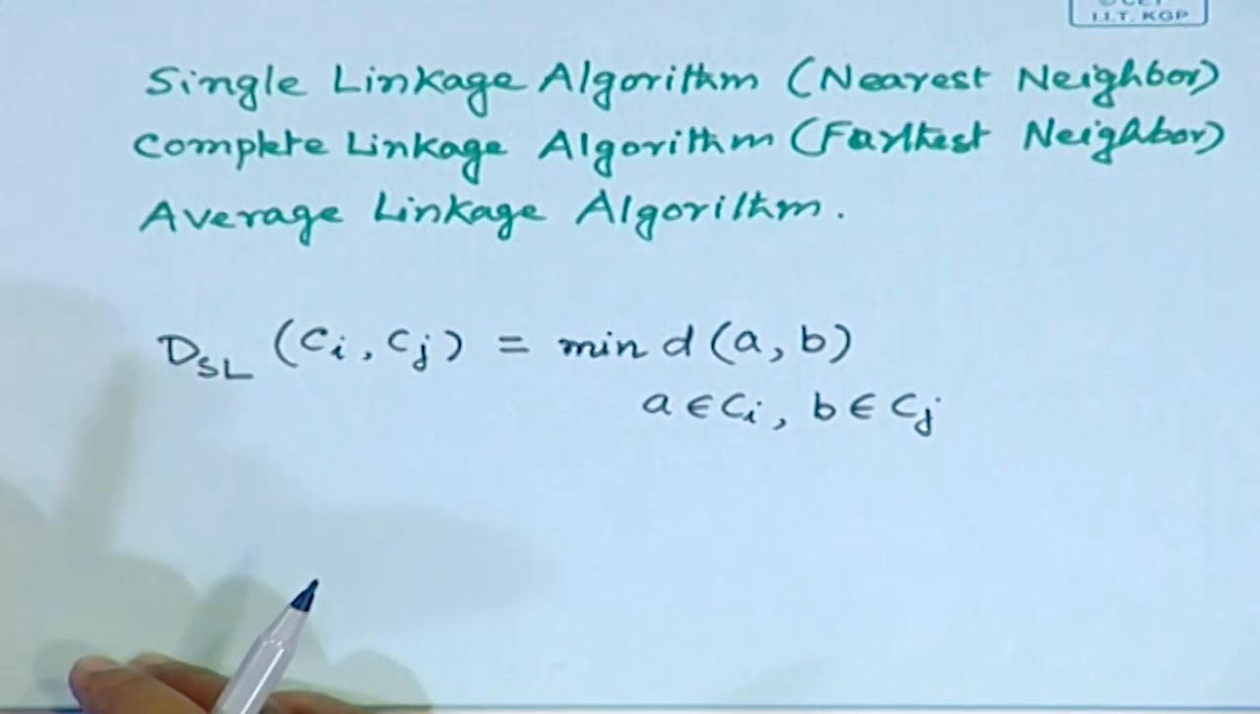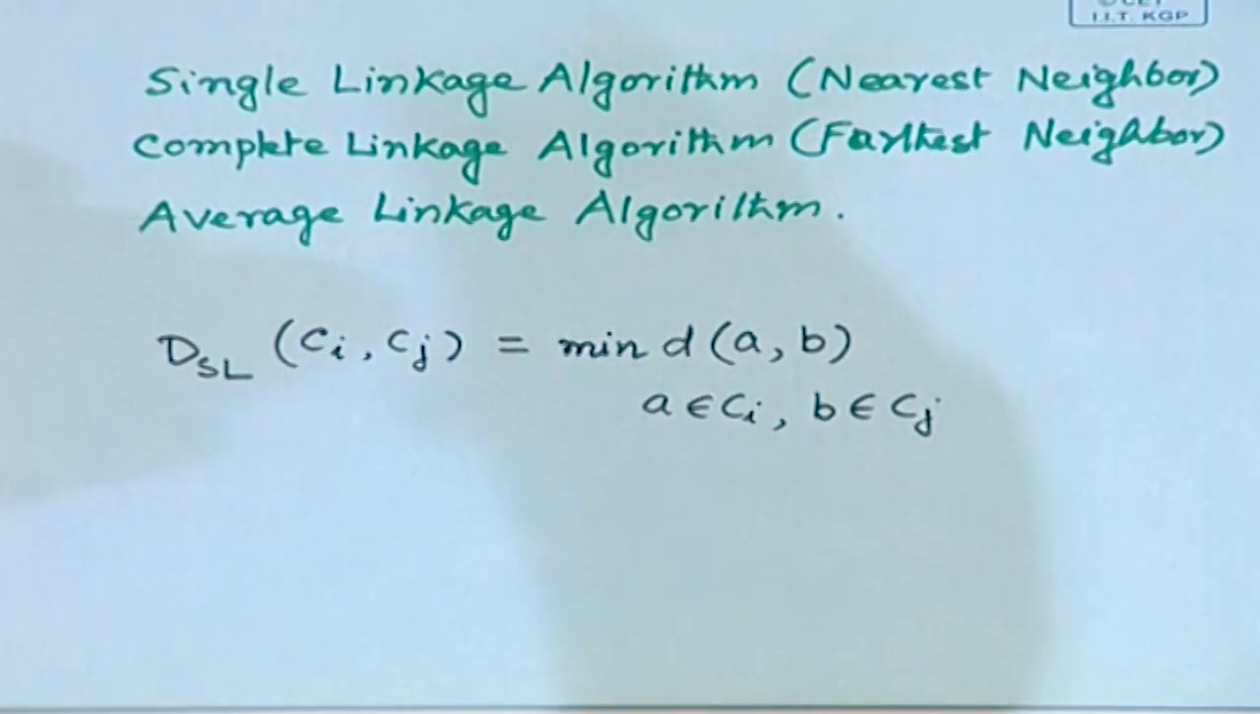Okay. So, I take one feature vector from Ci, another feature vector from cluster Cj, find out the distance, and compute this distance for every pair of such possible feature vectors. And I have to compute the minimum of these distances. So, the single linkage algorithm is based on this minimum distance.